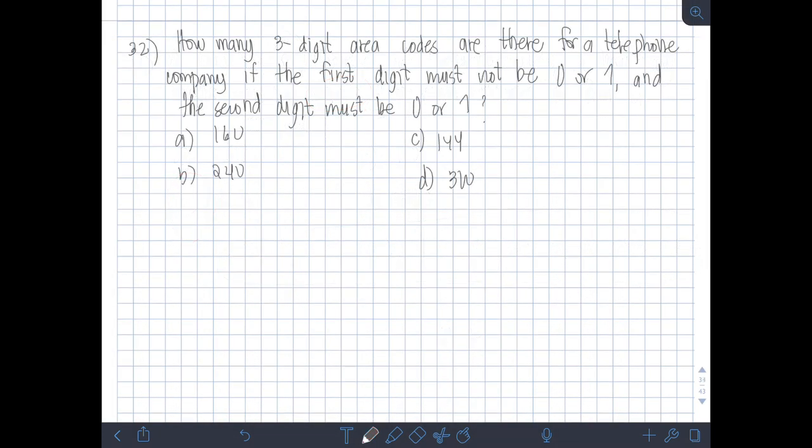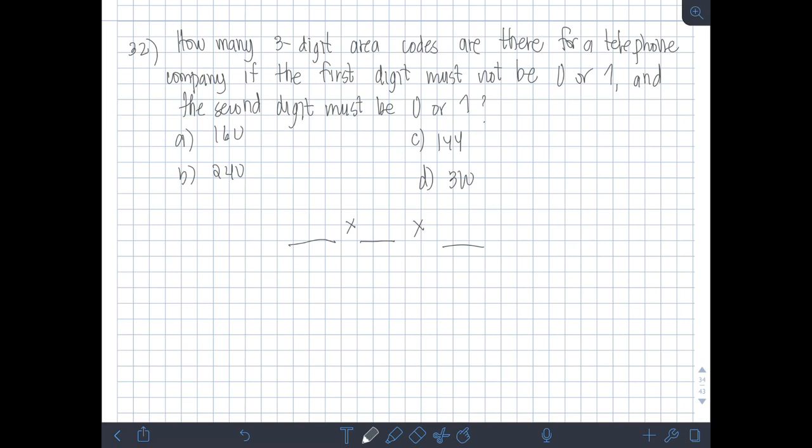Okay? Next, we have, how many 3-digit area codes are there for a telephone company if the first digit must not be 0 or 1? And the second digit must be 0 or 1. Okay, so fundamental principle of counting ulit. So, 3-digit area code. So, drawing tayo ng 3 lines. Then, imultiply natin yung 3 lines na yun.